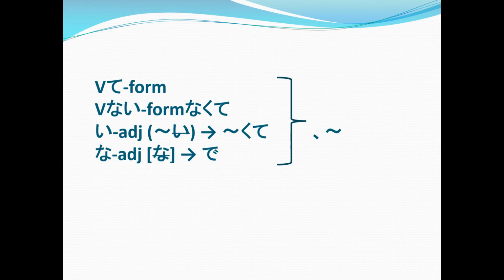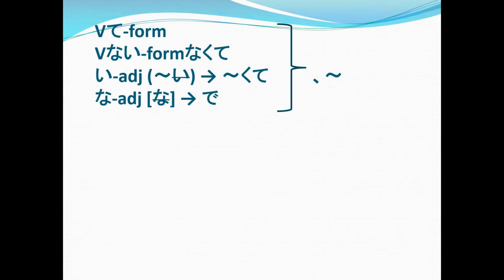Let's begin with using the te or de in between two sentences. For that, we have the verb te form. The verb nai form will become verb nakute, while the i adjective will become kute, and for na adjectives, we remove the na at the end of the adjective and change this into de, followed by another sentence. Now, what is this sentence used for?